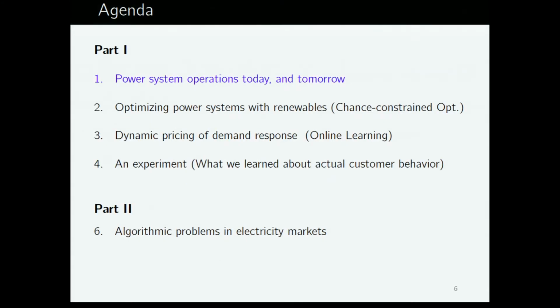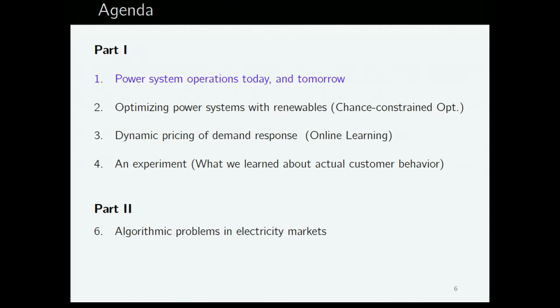Okay, so the basic agenda, I'll quickly finish my discussion regarding power system operations today. Again, the models I'm going to present are almost cartoonish, but they're just meant to give you a basic idea as to what operations actually look like today. Then I'll talk about a number of problems. One is related to optimizing power systems with uncertainty in the underlying problem's input data, namely in the form of renewable supply that's going to be available to you.